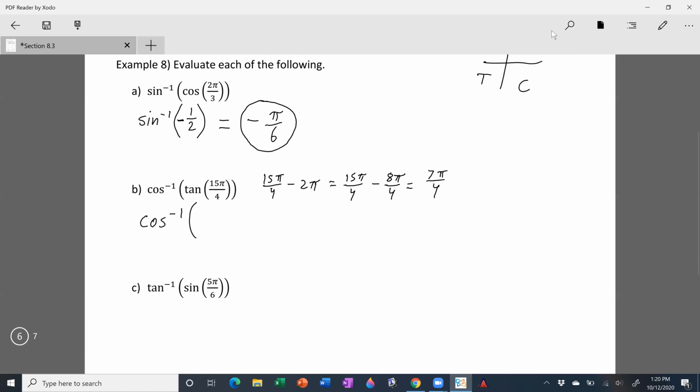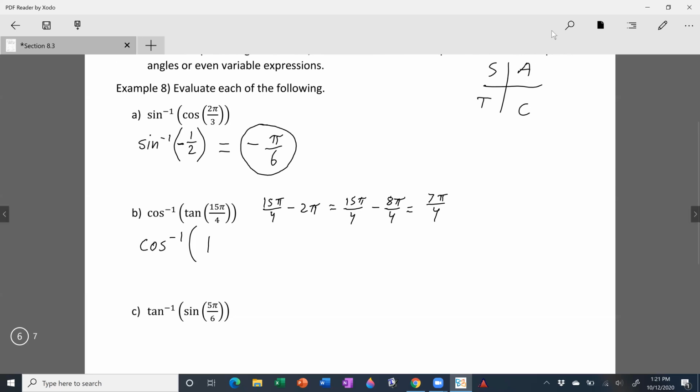Okay, so we need tangent of 7 pi over 4. Pi over 4, we know that it's going to be a 1. And 7 pi over 4 is in the fourth quadrant, and so tangent is negative in there. Yeah, don't forget all these old techniques. You could have angles that are beyond 360 degrees, and so you got to work out what is the reference angle, what is the coterminal angle from one time around. And now we can go cosine inverse of negative 1.